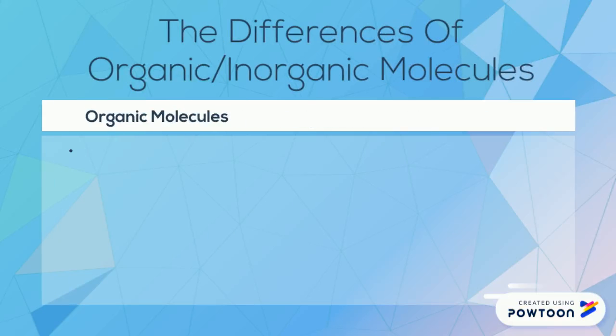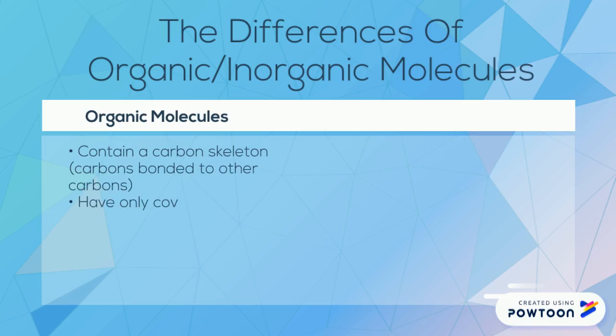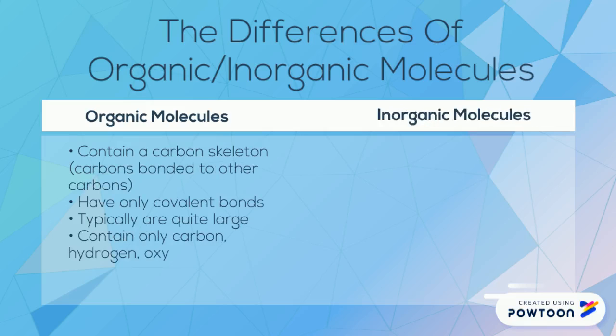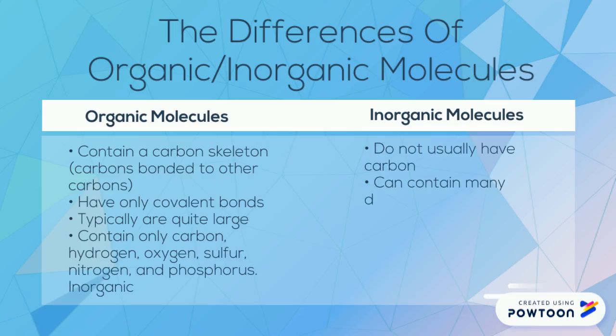Organic molecules contain a carbon skeleton, carbons bonded to other carbons. They have only covalent bonds and are typically quite large. They contain only carbon, hydrogen, oxygen, sulfur, nitrogen, and phosphorus. Inorganic molecules do not usually have carbon. They can contain many different elements.